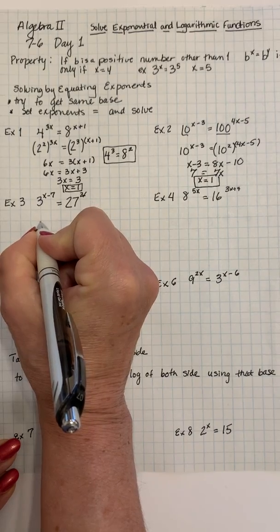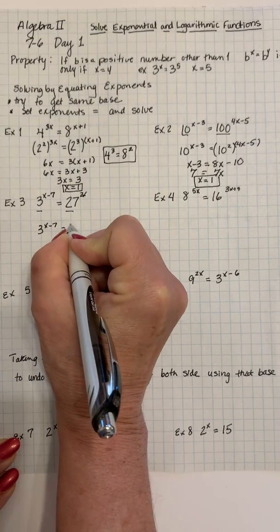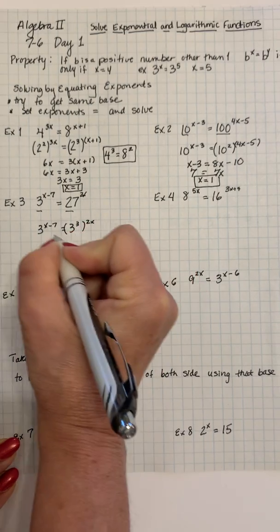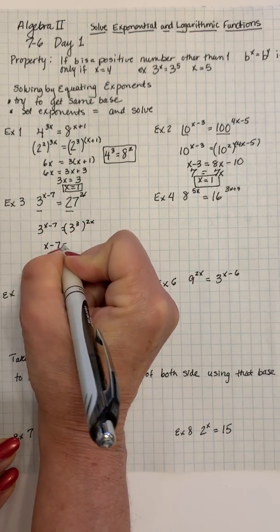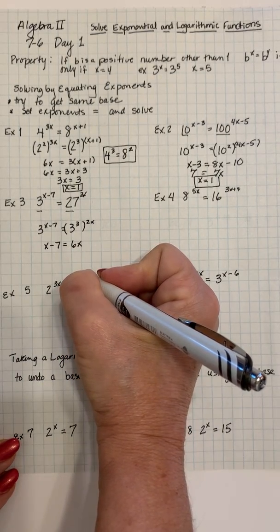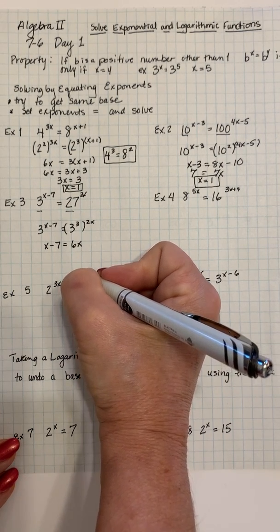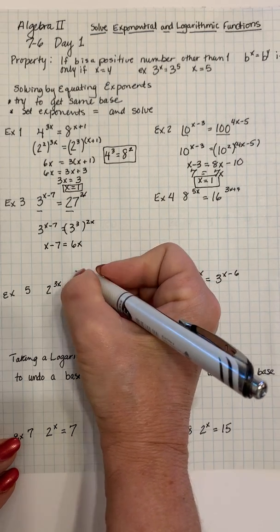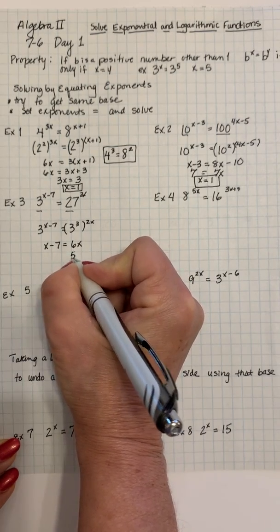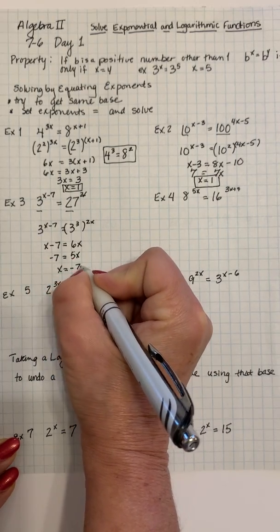This one, we're going to use 3 as our base. We'll leave this one alone and change this up to 3 cubed raised to the 2x. So x minus 7 is equal to 6x. And then, I just want to make sure I copied it right. Yes. I am going to subtract an x from the side, and I get 5x equals negative 7, and x equals negative 7/5.